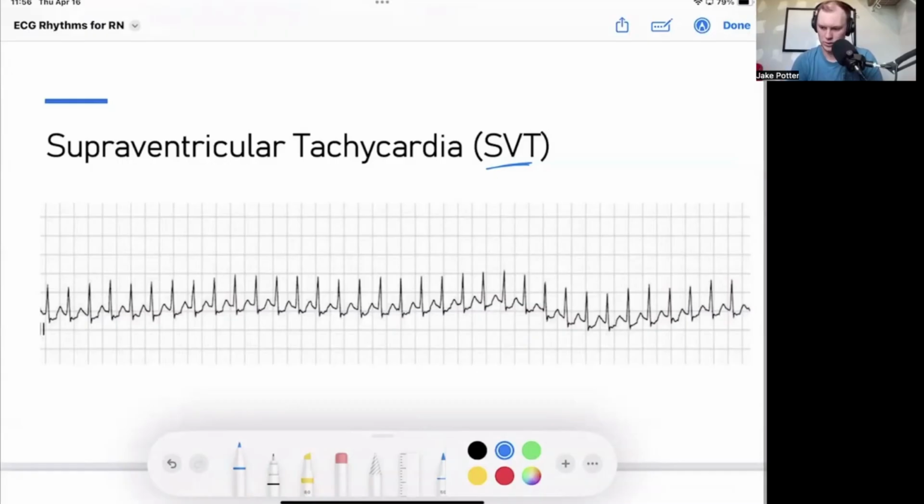If we break the word down, supra means above, ventricular, above the ventricles. So this is a rhythm that is generated above the ventricles, which is why you can see it. It encompasses things like sinus tach, AFib, etc. And then tachycardia, obviously we know the rate. This is a rhythm specifically called AVNRT. Again, that's a little bit more technical. If you say SVT, people are going to know what you're talking about, and it's this rhythm.